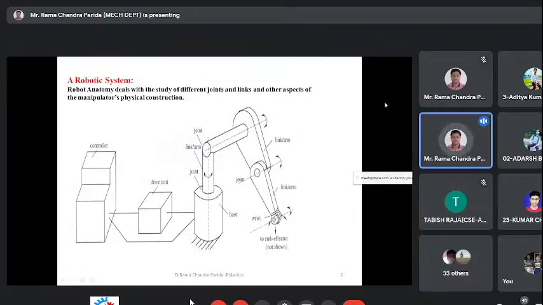This is called your robot anatomy. Robot anatomy means the study of different joints and links and other aspects of the robot.